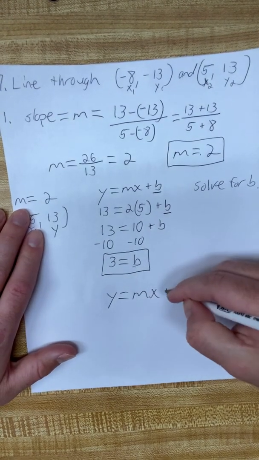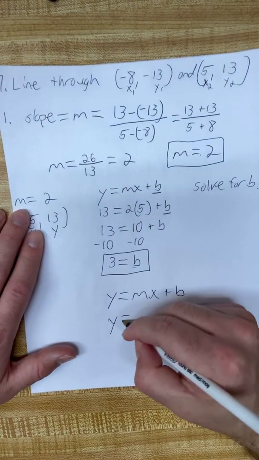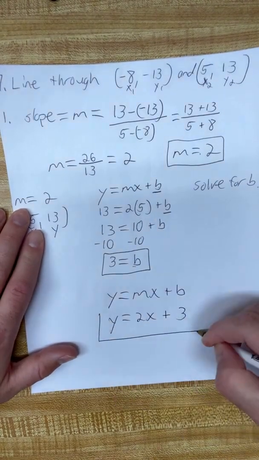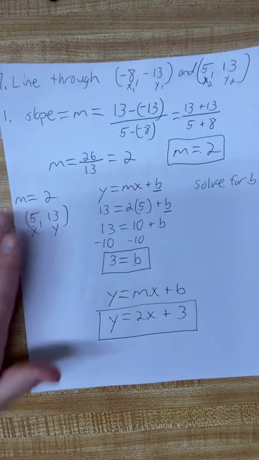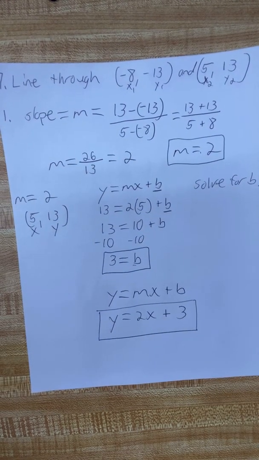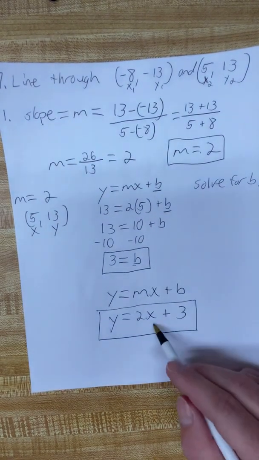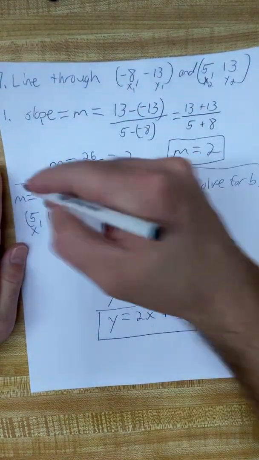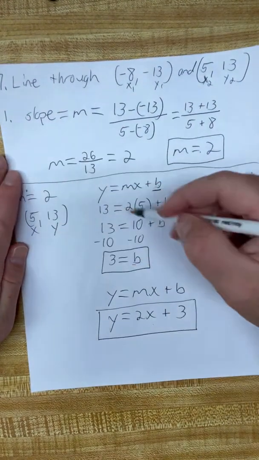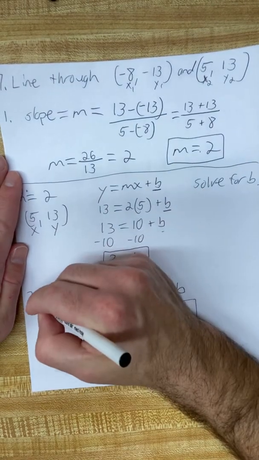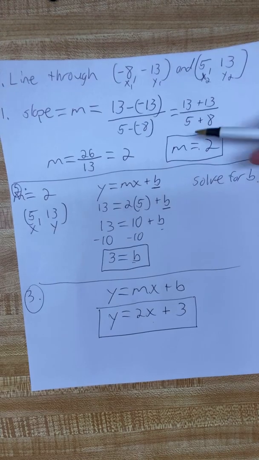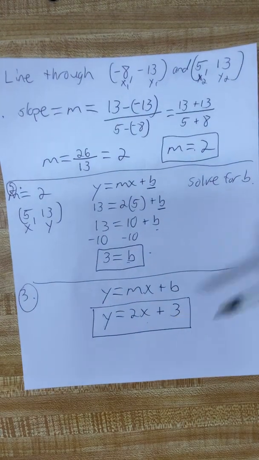We got to put it all together here. y equals 2x plus 3 is my final equation there. And that's what I'm looking for. So again, you got 3 steps here. Step 1, get the slope. Step 2, get the y-intercept. Step 3, put it all together. Okay, so 3 main steps there: slope, y-intercept, put it all together.